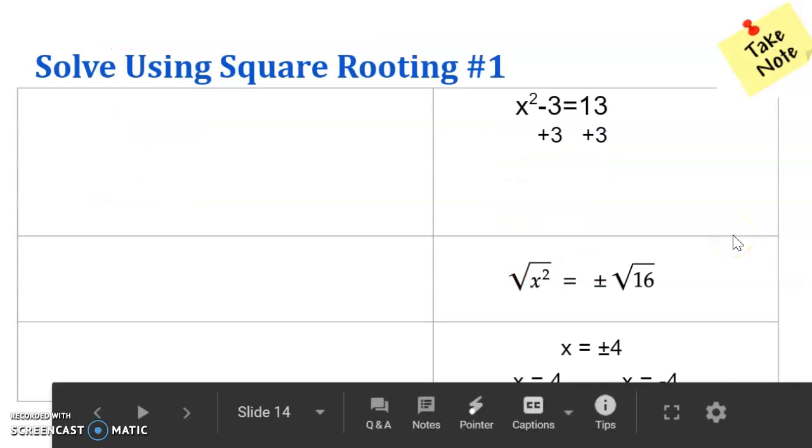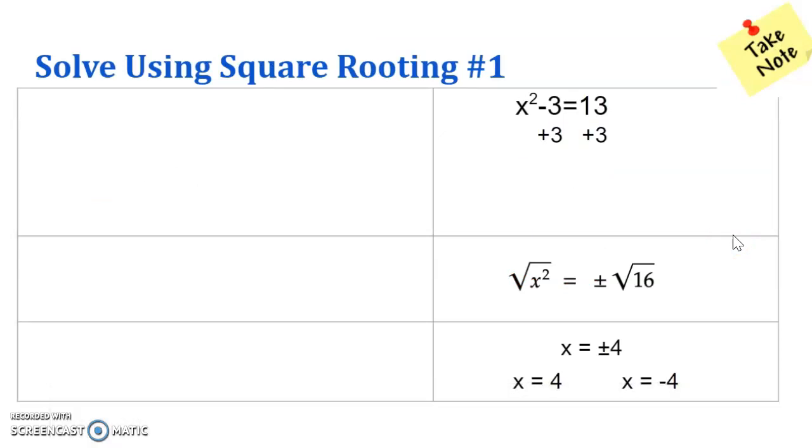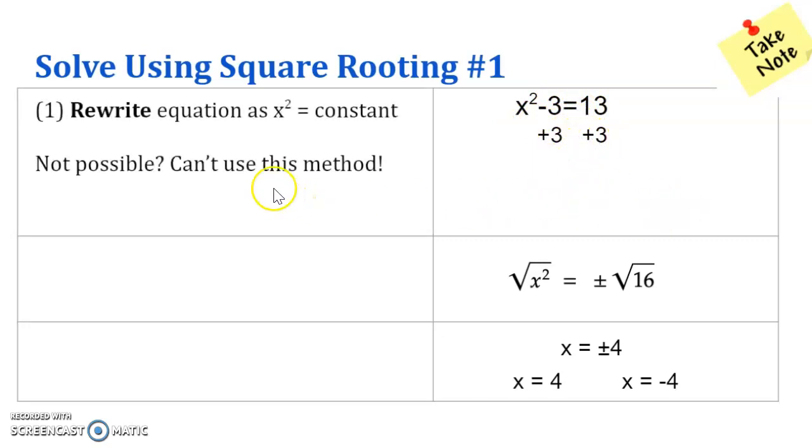I want you to take notes on this. This is where I'm explaining all the steps. So if you have x squared minus 3 is equal to 3, in this case, we want to add 3 to both sides so that you rewrite the equation as x squared is equal to some constant. That means a number. And it has to be a positive number for now, because we can't take the square root of a negative number.